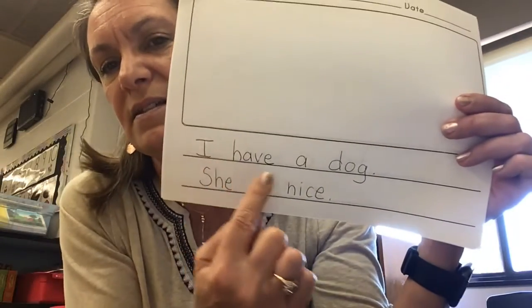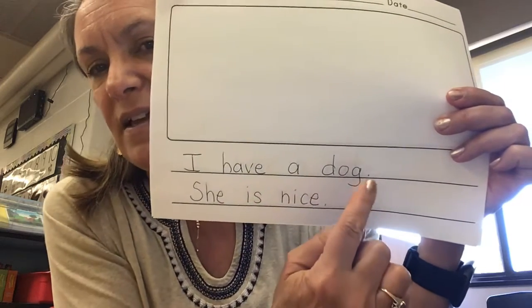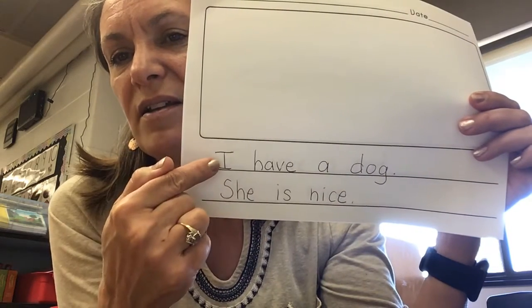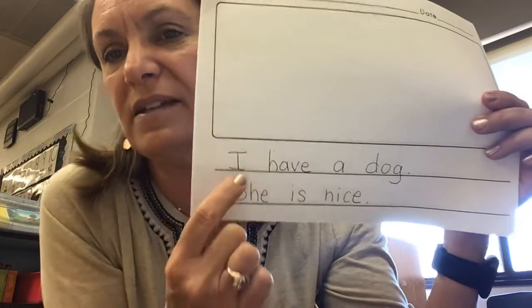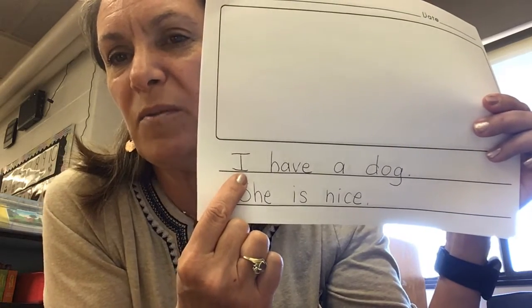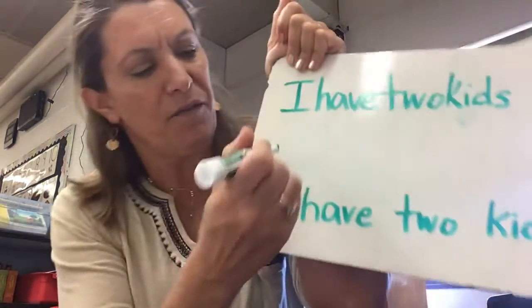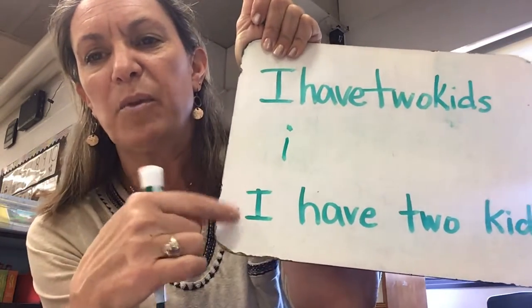So let's check my work. Do you see spaces? I see spaces between my words. I ended with a period, and I started with a capital letter, or an uppercase letter, we call that. Do you notice that I wrote the letter I with an uppercase I? When you're talking about yourself, don't use the lowercase I. You always write with the uppercase I.